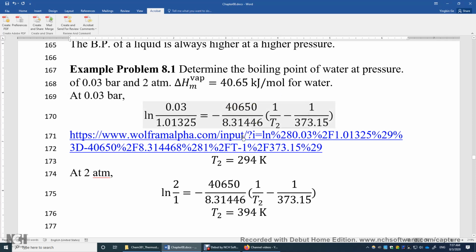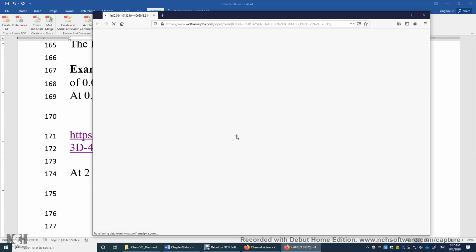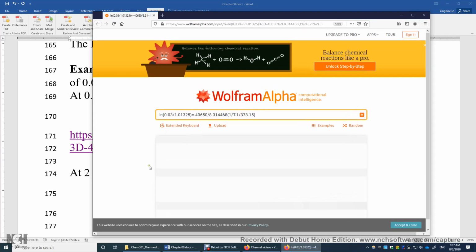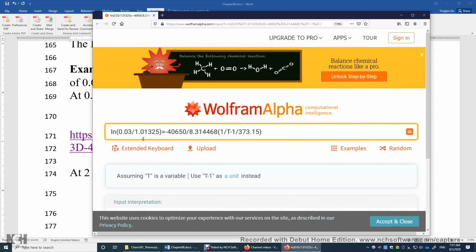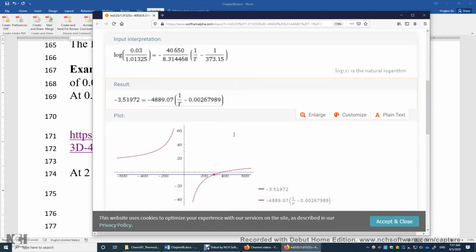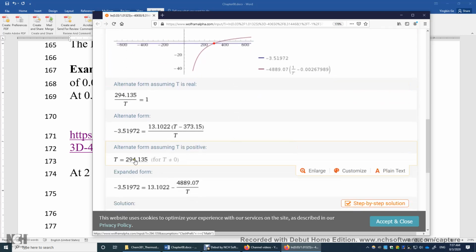And over here, this is R. I'm doing this control click. Hopefully I can show you how to use Wolfram Alpha to do the calculation, because I'm too lazy to even use a calculator. I just type this up, I get the temperature. Where's the temperature? The temperature is here, 294. This is 21 degrees Celsius. So under 0.03 bar pressure, water boils at 21 degrees Celsius. You can put your hand in the boiling water.